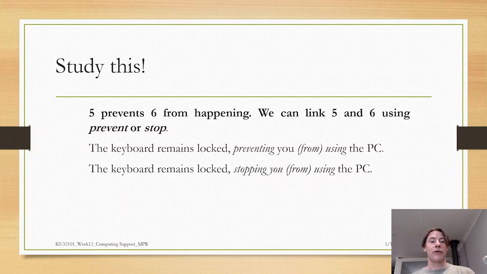In this example, 5 prevents 6 from happening. We can link 5 and 6 using prevent or stop. So it becomes the keyboard remains locked, preventing you from using the PC. Or if we use stop, it becomes the keyboard remains locked, stopping you from using the PC.